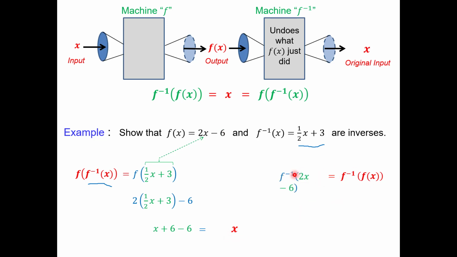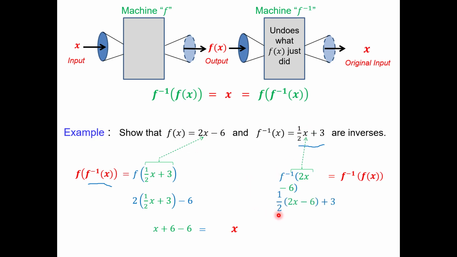Oh, this is a little smushed here, but hopefully you can still see it. F inverse of 2x minus 6. Okay, so that's the original f of x getting plugged into the inverse. So that's going to get plugged right into this x. We're taking the original function and we are plugging it into the inverse function right in this spot.